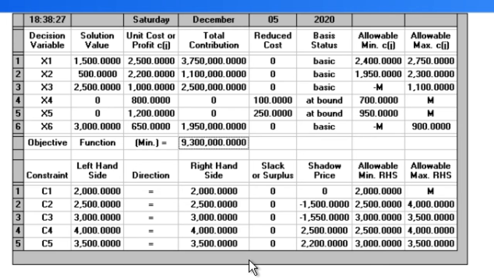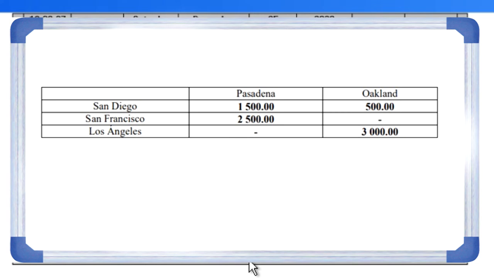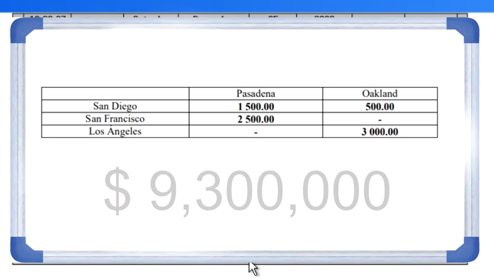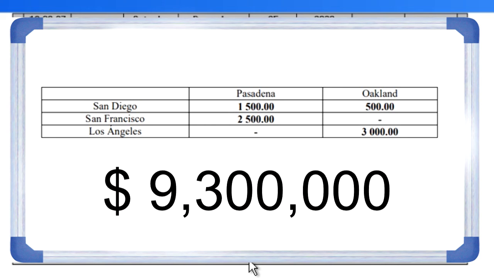Therefore, the units to be transported will be distributed as follows. Making the distribution in this way will reduce transport cost to a minimum of $9,300,000 for the following month.